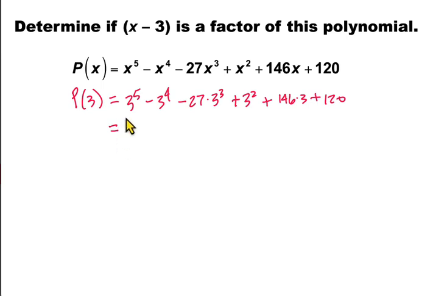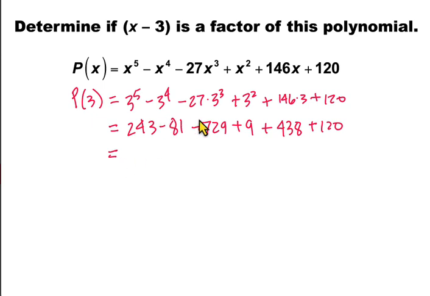3 to the 5th is equal to 243. Minus 3 to the 4th is equal to 81. 3 cubed is 27 times 27 is 729. 3 squared is 9. 146 times 3 is equal to 438 plus 120.